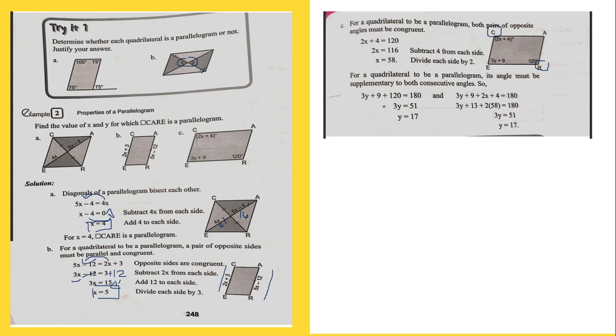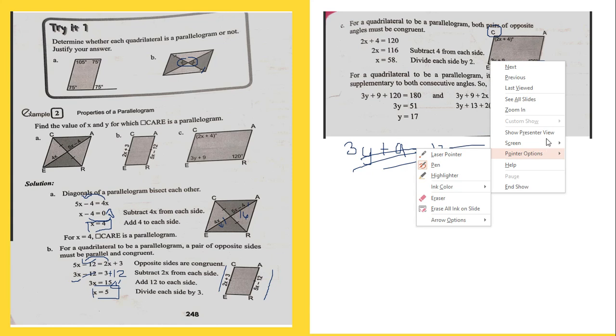Ganun din dito. Okay? For a quadrilateral to be parallelogram, its angle must be supplementary to both consecutive angles. So, 3y plus 9 plus 120 is equals to 180, right? Kasi, supplementary siya. It means it measures 180. Sir, bakit hindi na ginawa ng 3y plus 9 is equals to 120? Hindi, kasi hindi sila equal. Hindi natin gagawin na 3y plus 9 is equals to 120. Hindi, kasi hindi naman sila congruent. This angle C is not congruent to angle R. Ano lang sila? Supplementary. Meaning, mag-i-equal lang sila sa 180 degrees.